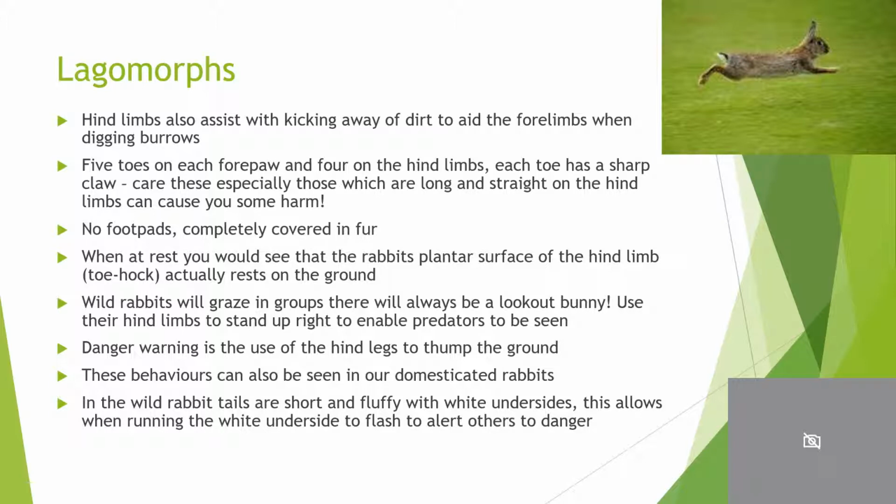In the wild, rabbit tails are short and fluffy with white undersides, and this allows, when running, the white undersides of the tail to flash to alert others to danger. Again, due to selective breeding, you may find that we don't have such a marking on the tail of our domesticated rabbits.